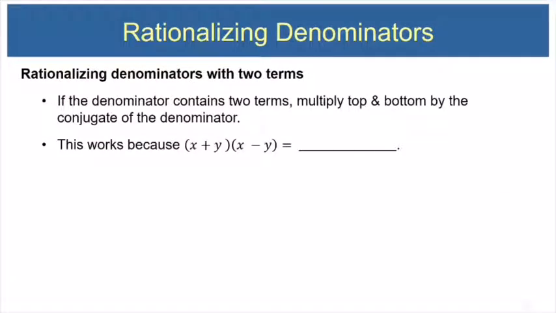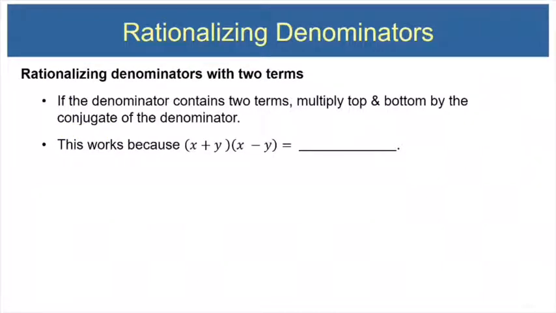Now let's talk about how to rationalize a denominator that has two terms. If the denominator contains two terms, then what we have to do is multiply the top and bottom by the conjugate of the denominator. And that's just the same two terms, but with a different sign in between. The conjugate is the same two terms, but with a different sign in between.